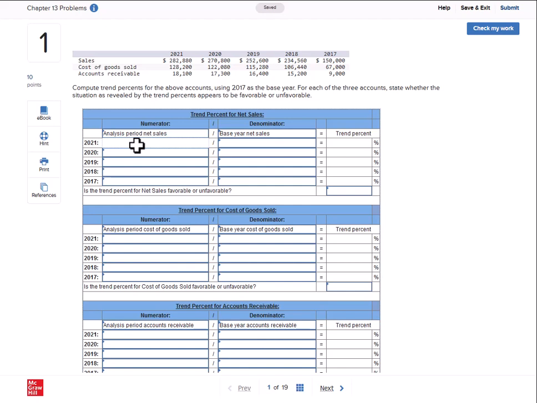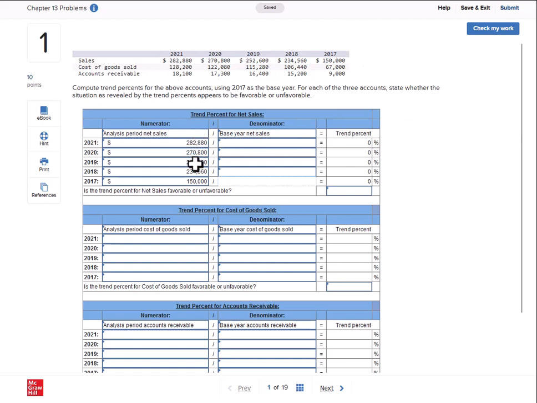For 2021, we're going to enter 282,880. For 2020, we are going to enter 270,800. For 2019, 252,600. 2018, 234,560. And for 2017, we are going to have 150,000 even. Now, you're going to notice these numbers just reflect what we see up here.